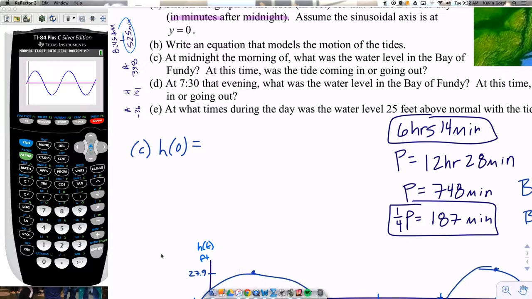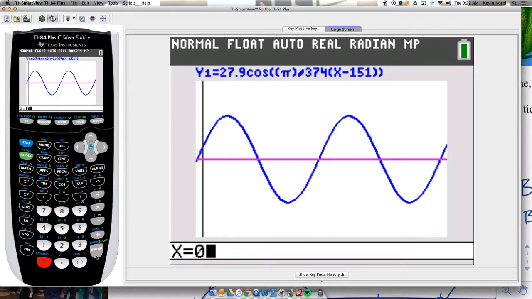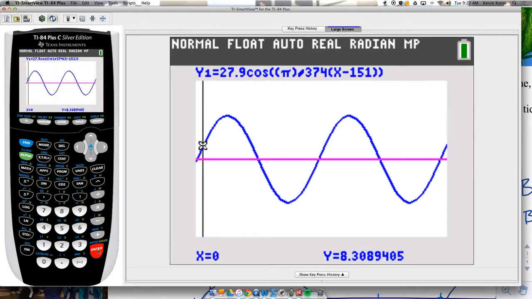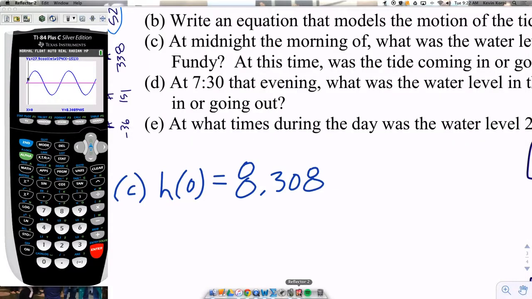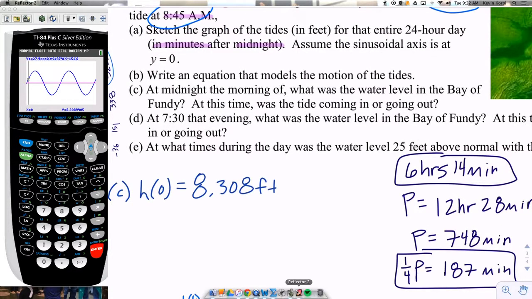All right, so once you have the graph, you could just hit trace, and notice I'm on the cosine function. Just type in a 0 and hit enter. That's fine. How many decimals do we report? 3. So 308 or 309, either one will work. And then, of course, you put units on all your final numeric answers, which is feet. Are we done with part C? No. All right, let's keep reading.